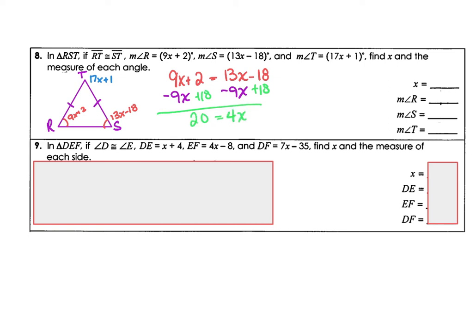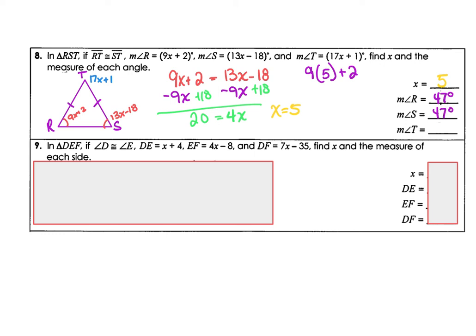And then solve for x. And so we automatically have our x equals 5. They want all three angles. So I'm just going to plug it back into one of my base angles. It doesn't matter which one. I'm going to say 9 times 5 plus 2. That is R. Well, that's going to give me 47 degrees. I don't even need to plug it into the other one because I know that S is also 47 degrees.